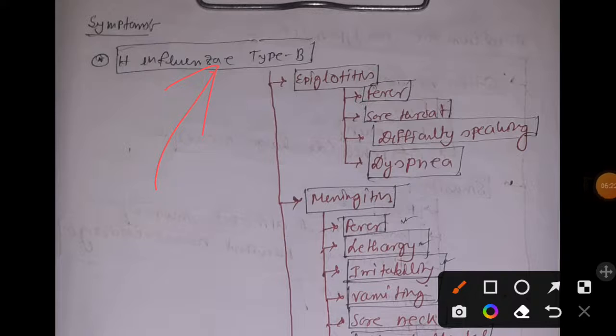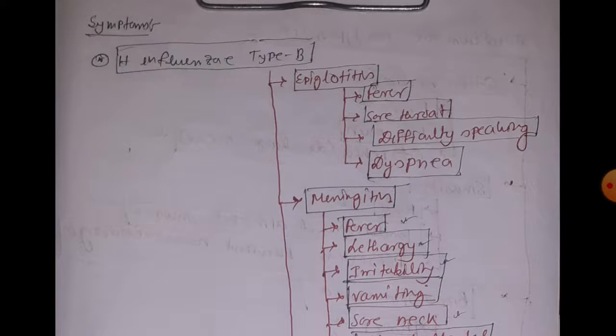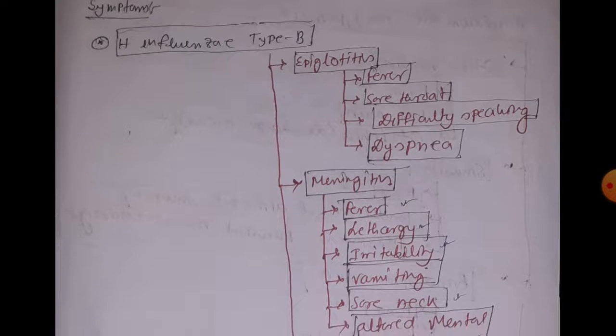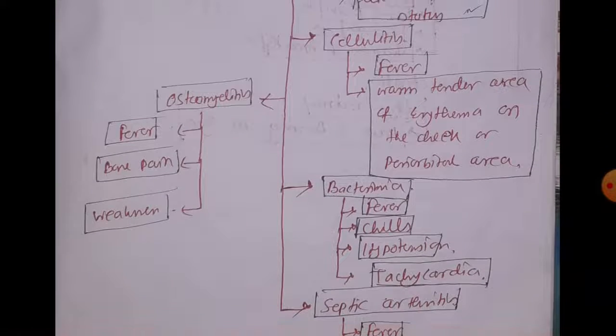Okay, so let's try to understand that Haemophilus influenzae type B, from the nasopharyngeal part, first goes to the epiglottis, right, and causes epiglottitis. The symptoms include fever, sore throat, difficulty speaking and dyspnea. And Haemophilus influenzae from the nasopharynx can also go to the soft skin tissue of the face and cause cellulitis. The symptoms include fever, a warm tender area of erythema on the face, and also the symptoms in the periorbital areas.